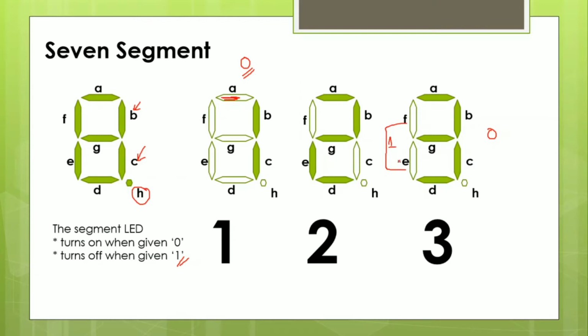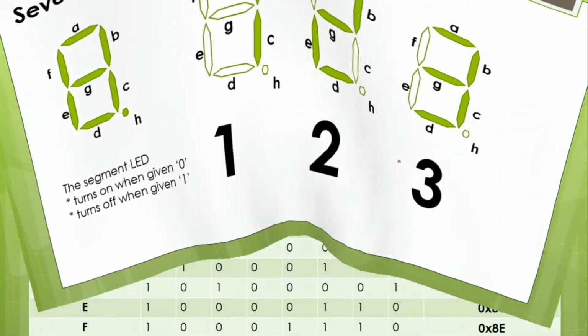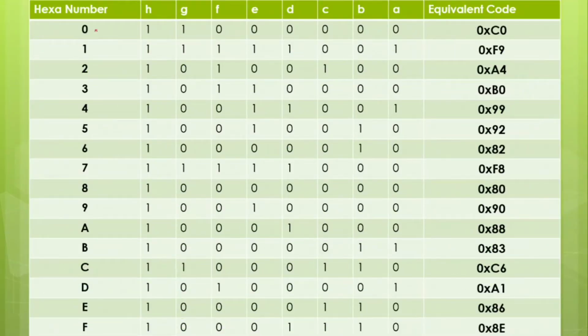Using this logic, I am going to write the encoding table here. In this encoding table, the first column is the hexa numbers, which is 0 to 9, A to F, 0 to F in total. These are the hexadecimal numbers, and the equivalent code is written here in the hexa value.